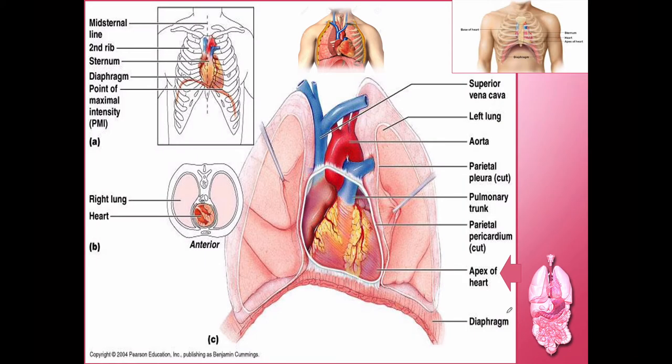So this is the place where you can see. If you see here, this is the right lung, and this is the left lung. The right lung has three lobes, the left lung has only two lobes. This is the place where the heart is located. Inferiorly you have the diaphragm, and in the superior mediastinum you have all the great blood vessels. So this is the location of the heart.